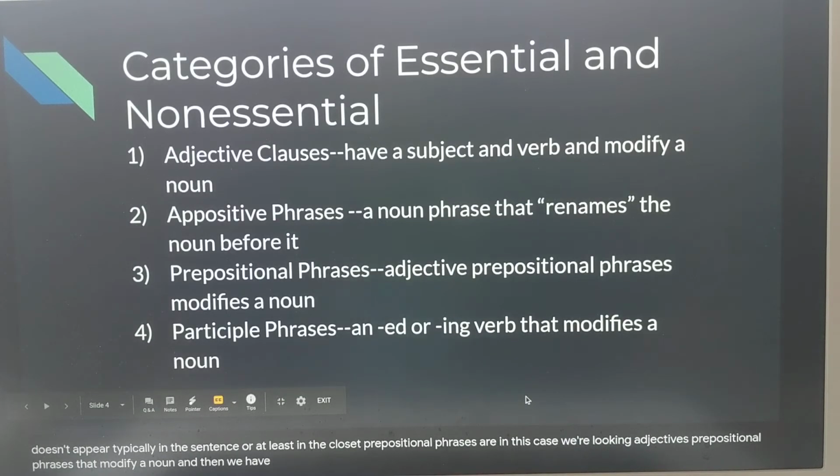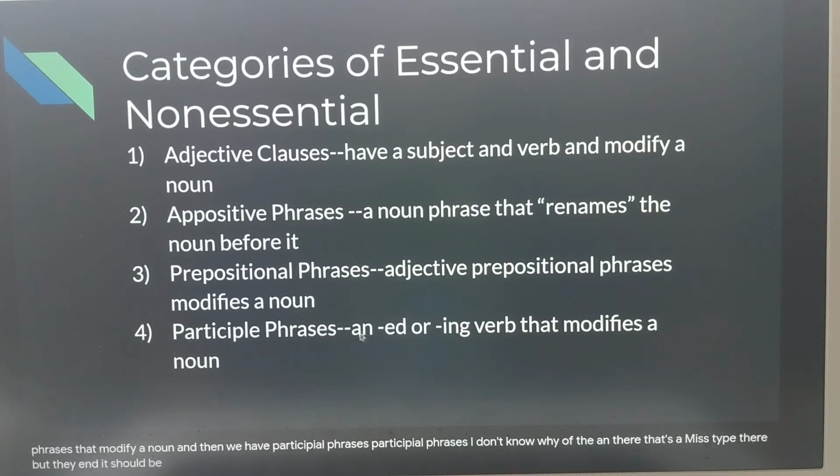And then we have participle phrases. Participle phrases, I don't know why I have the "and" there. That's a mistype there. It should be "end," it looks like. They end in -ed or -ing verbs that modify a noun.